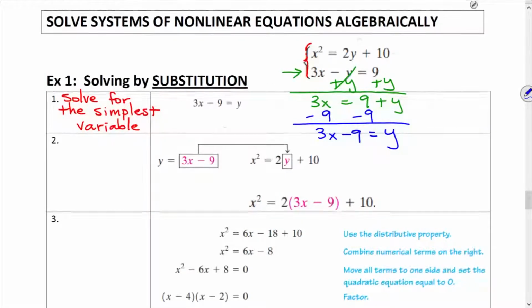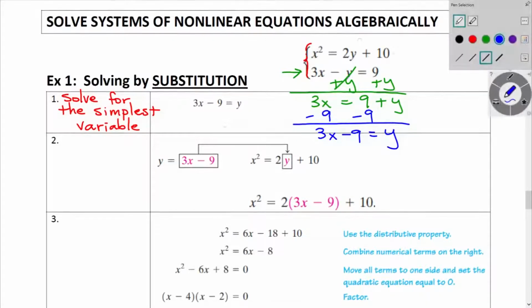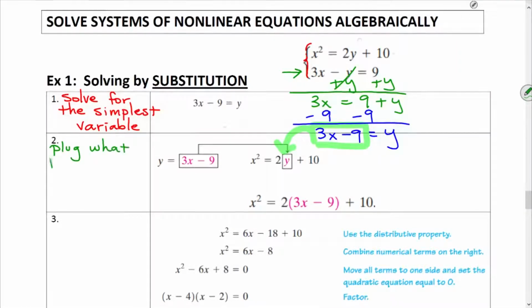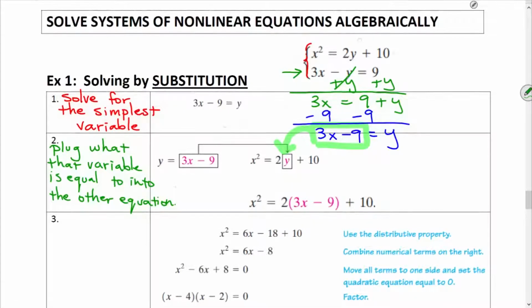The second step is where you plug what that variable is equal to, and you plug it into the other equation. Okay, so I can't plug it back into the same equation. That won't really help me to solve it. I will plug it into the other equation, into that y right there, which looks like this. So in place of this y, I will put in parentheses this 3x minus 9.